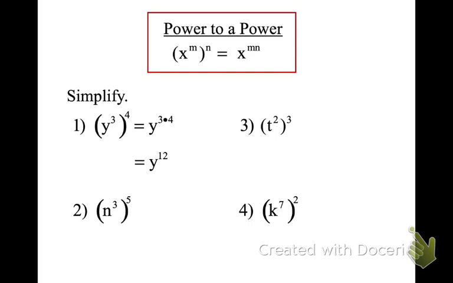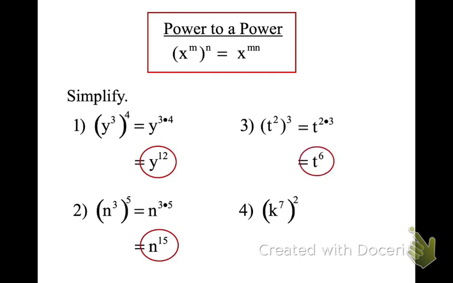Okay, pause the recording, do the next three. Now check your work. N to the third times the fifth, n to the 15th. T to the second times the third, t to the sixth. K to the 7 times the second, k to the 14th. This is what we call a power to a power.